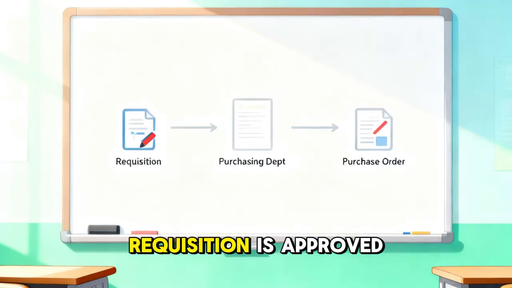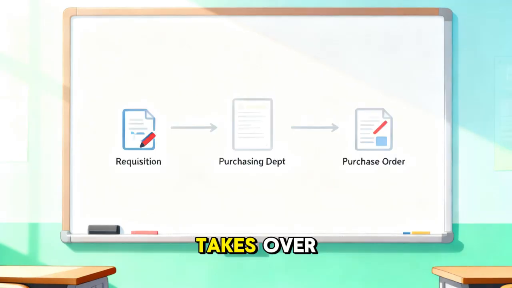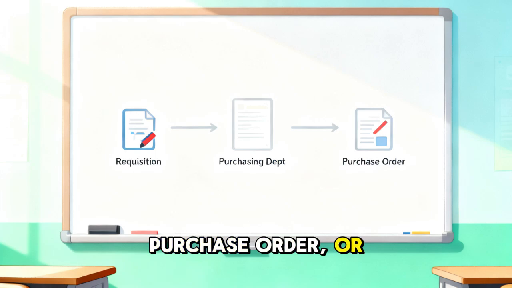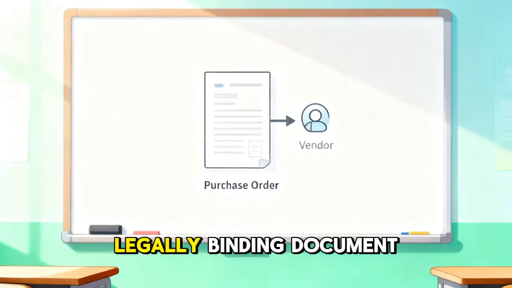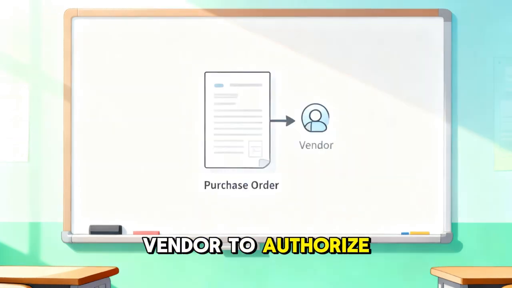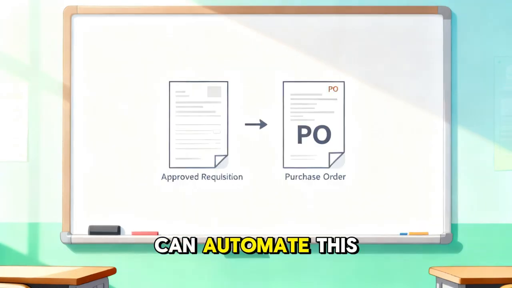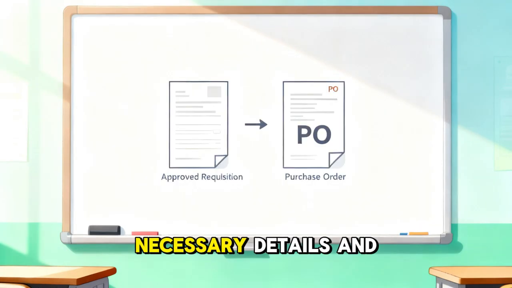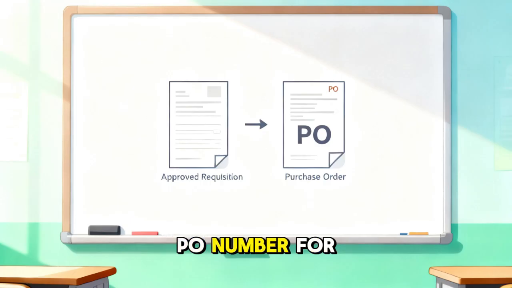After the purchase requisition is approved, the purchasing department takes over. They create a purchase order, or PO. The PO is a formal, legally binding document sent to a vendor to authorize a purchase. The ERP system can automate this by converting the approved requisition into a PO, pulling in all the necessary details and assigning a unique PO number for tracking.